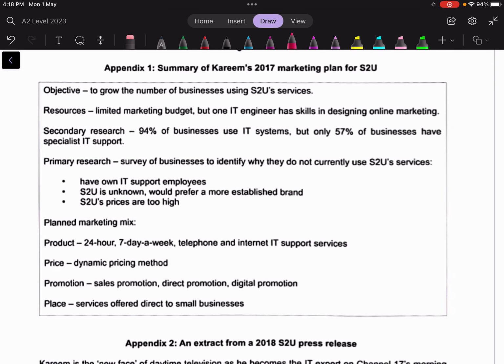Then again, you are given Appendix 1, which is of major relevance to question number 1. But I'm just going to cherry pick some of the things so that you know how to relate them with question number 2 as well. The objective is very important, and you can clearly see the objective is to increase sales.